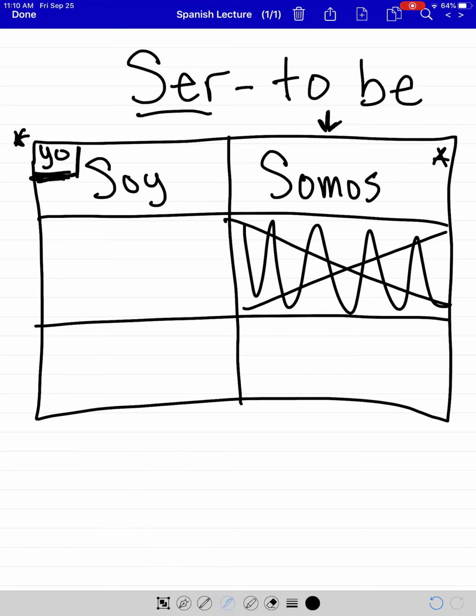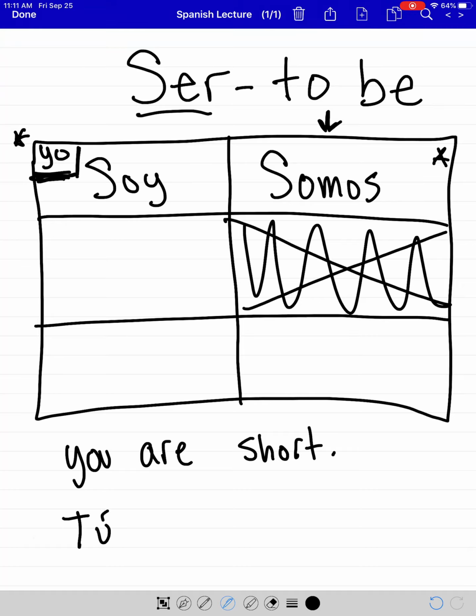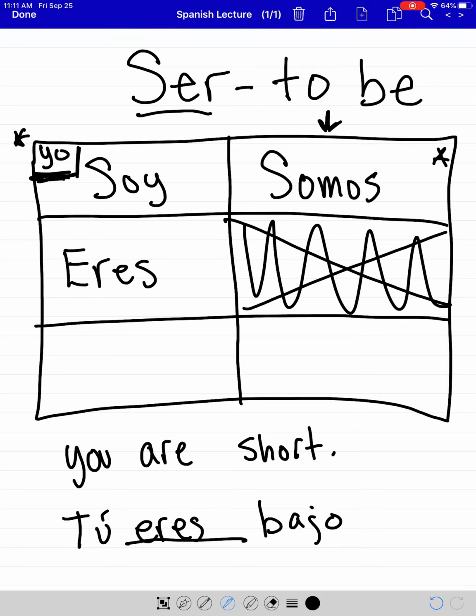If you walk up to someone and you just want to say, hey, you're really short. You are short. We know to say tú for the word you and bajo for short. The way to change ser for the tú form is going to be eres. Tú eres bajo. You are short.